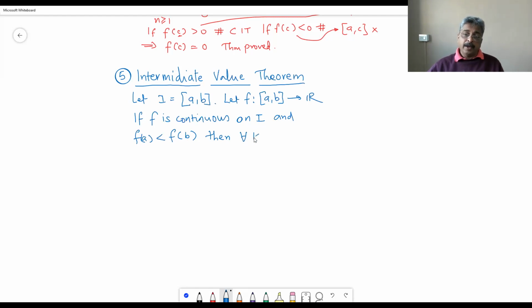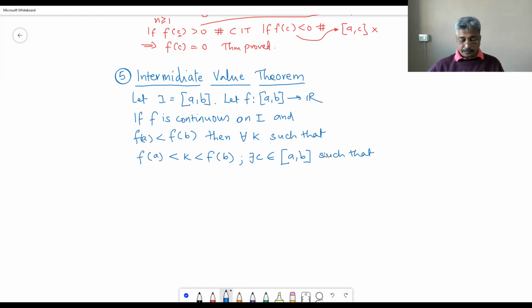for every k such that f(a) is less than k is less than f(b), there exists c belonging to the closed interval [a, b] such that f(c) is equal to k.